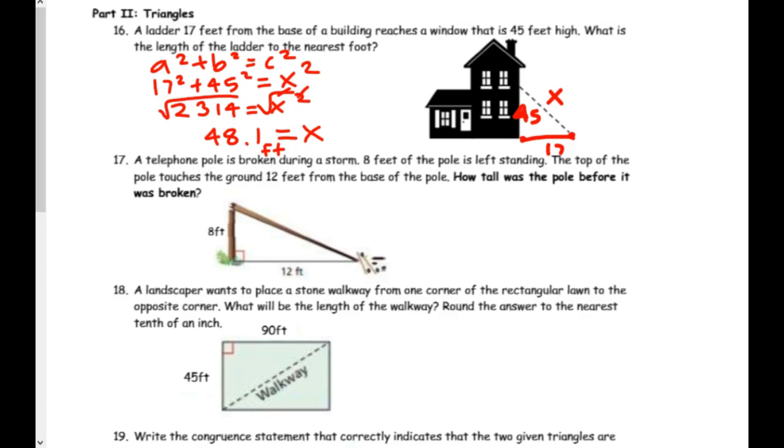17, a telephone pole is broken during a storm. Y'all remember this one when we took this test? 8 feet of the pole is left standing, okay, right here. The top of the pole touched the ground 12 feet from the base. Okay, now how tall was the pole? So I want you to know the pole is this 8 feet plus this missing x. So yes, we're going to use Pythagorean Theorem, but we have a last step where we need to add them together. So let's do this.